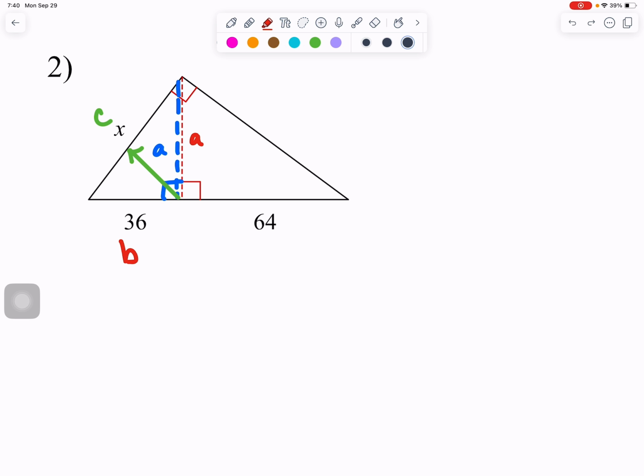Ooh, that's a little large. Let me calm that down a little bit. And we will set that over our blue side of A, and then we will set that equal to our red A here over our blue 64, because short over long equals short over long.